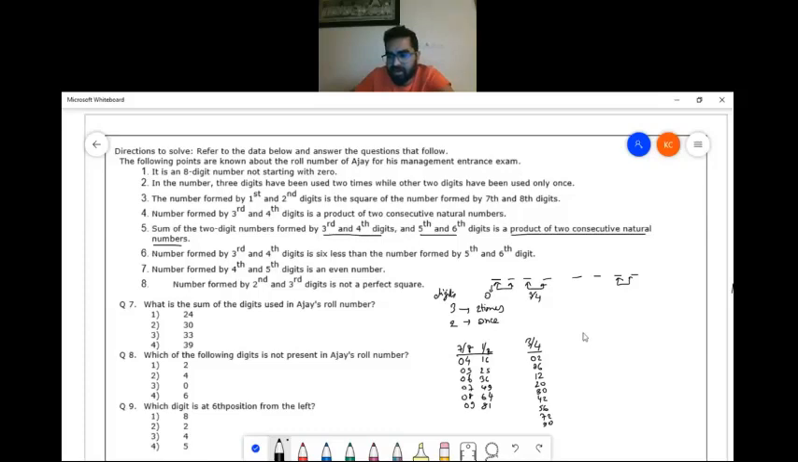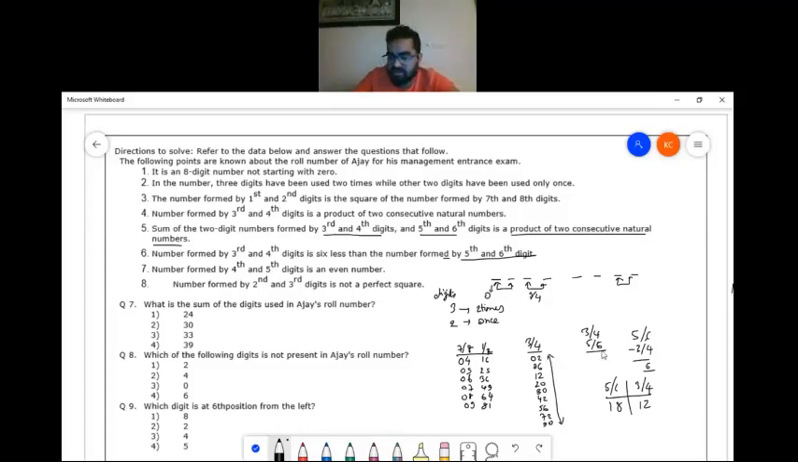Okay, the sum of the two-digit numbers formed by the third and fourth digits and the fifth and sixth digits is given. Then the number formed by the third and fourth digits is six less than the number formed by the fifth and sixth. So the 5, 6 number minus the 3, 4 number has a difference of 6. So if we double the 3, 4 number and add 6, we should get the 5, 6 number. So for 02, double is 4, 4 plus 6 is 10, which doesn't work. For 06, double is 12, plus 6 is 18, doesn't fit. For 12, double is 24, plus 6 is 30, this is a pair. So for 3, 4 and 5, 6, this is 12 and 18. Did everyone understand this point?